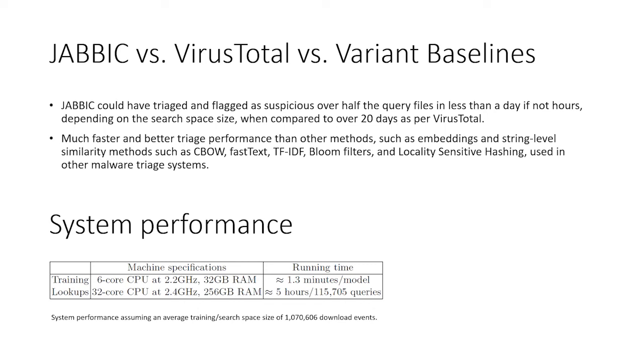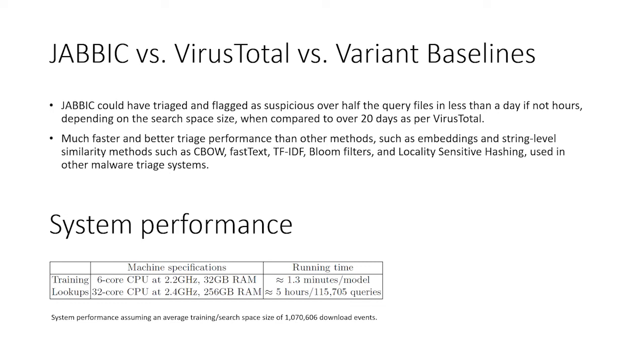Now, in terms of system performance, training word2vec models for each day was carried out on a home machine using 5 CPU cores with 2 worker threads per core. The lookup process was carried out in batches of 1,500 query file hashes, required 1 CPU core, and approximately 140 gigabytes of RAM. The average training and search times are shown in the table in the current slide.